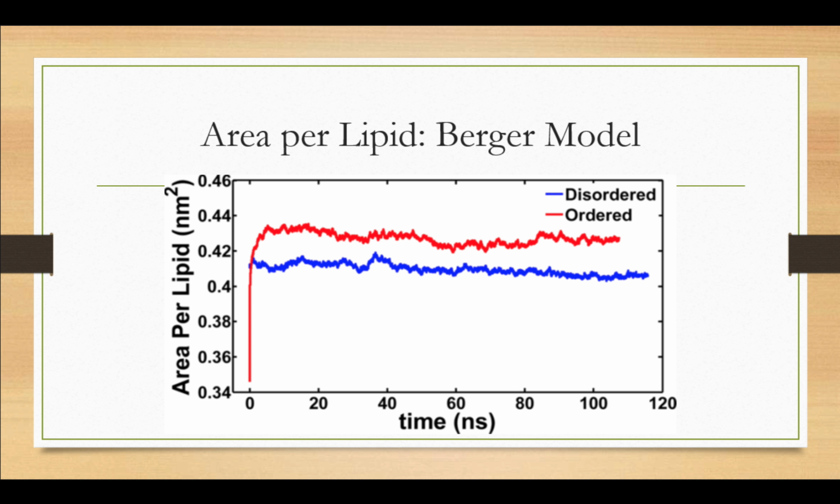This figure shows the average amount of area taken up per lipid in the backbone. The blue line indicates disordered, and the red line indicates ordered backbones, showing that the system with the disordered backbone packs less densely, as would be expected.